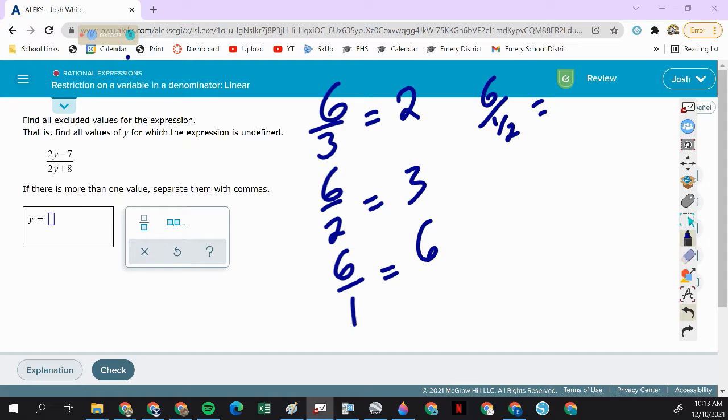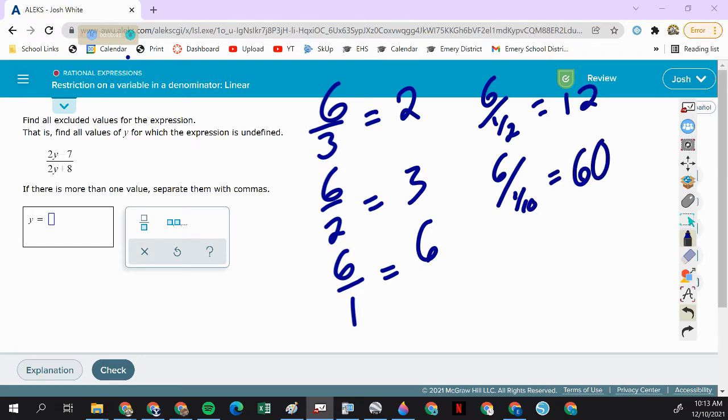Now what about 6 divided by 1/2? How many 1/2s are there in 6? If I gave you a 6-inch string and I said cut it into lengths of 1/2, how many lengths would you have? 12.